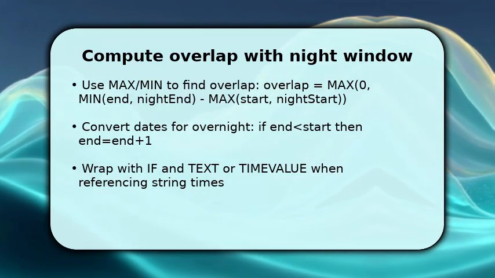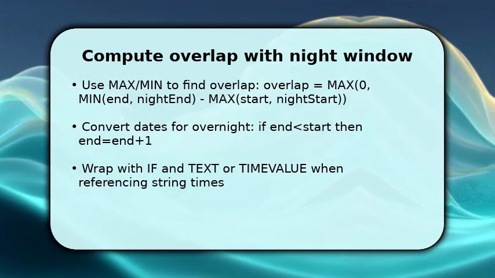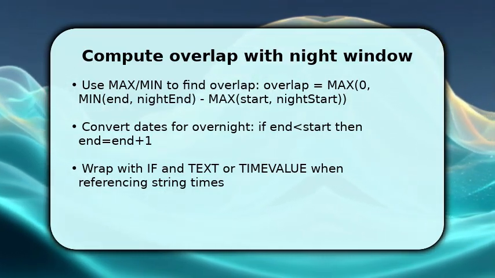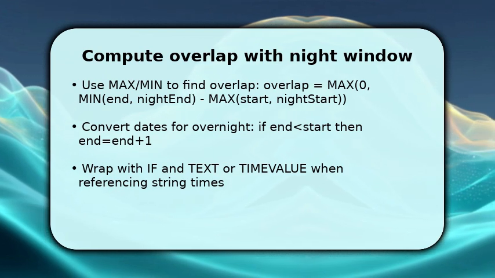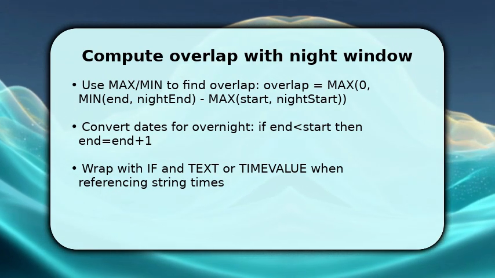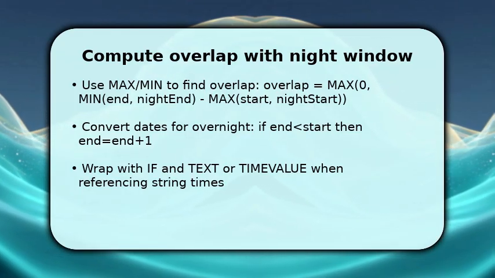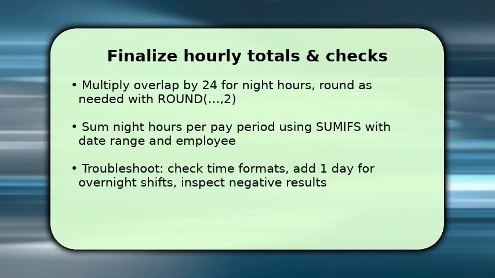Once you have overlap in time format, multiply by 24 to get hours. Make sure to coerce any text times with TIMEVALUE or VALUE to avoid #VALUE! errors. Finish by converting the overlap result to decimal hours. Equals overlap * 24 and wrap with ROUND to desired precision.